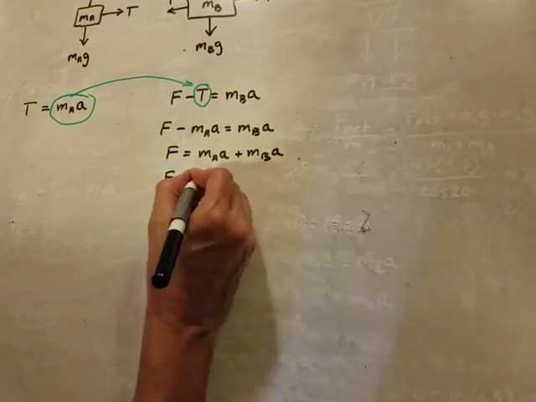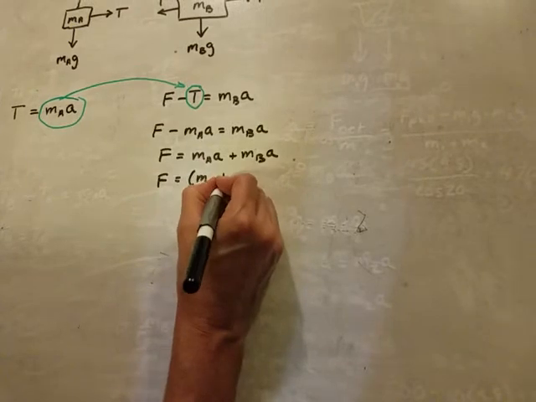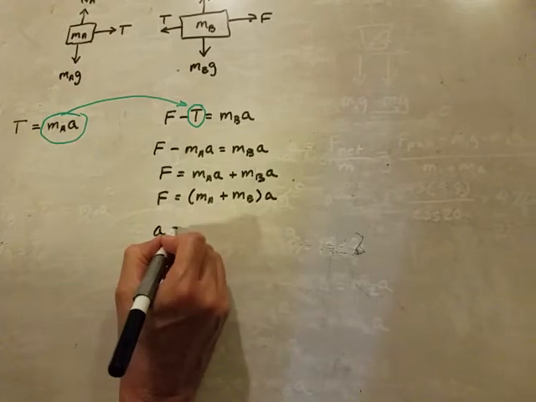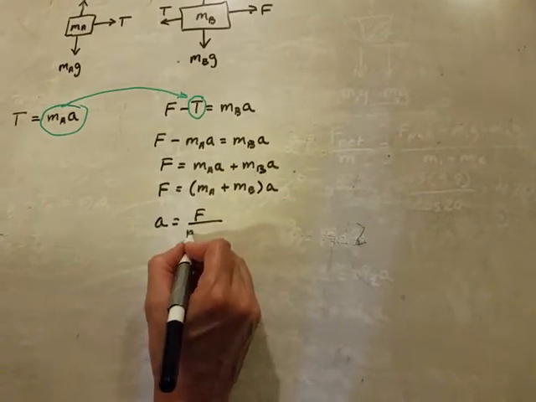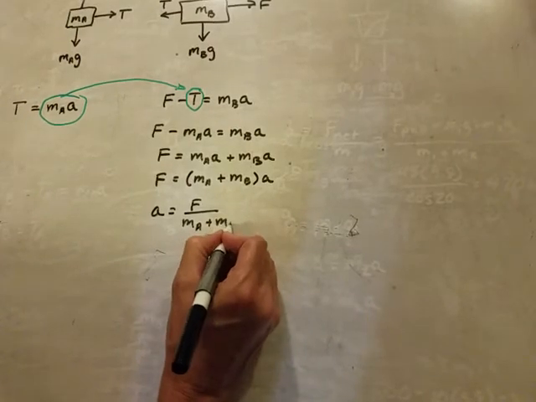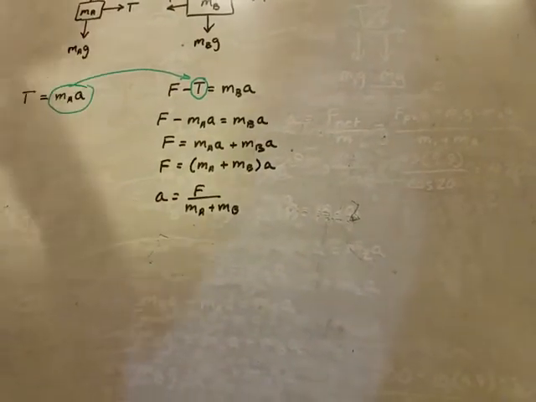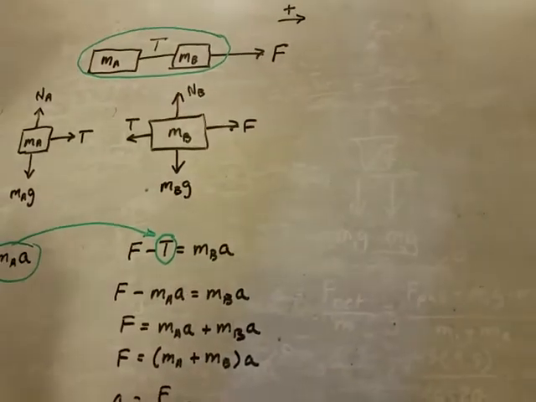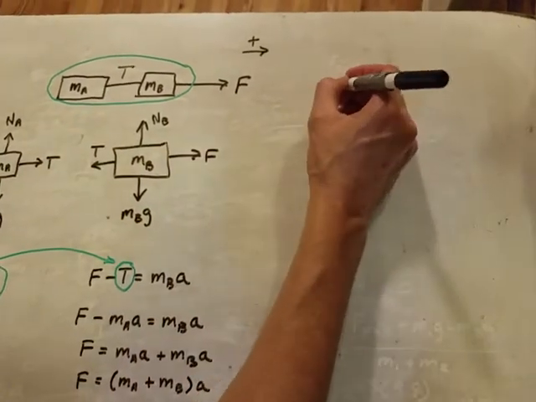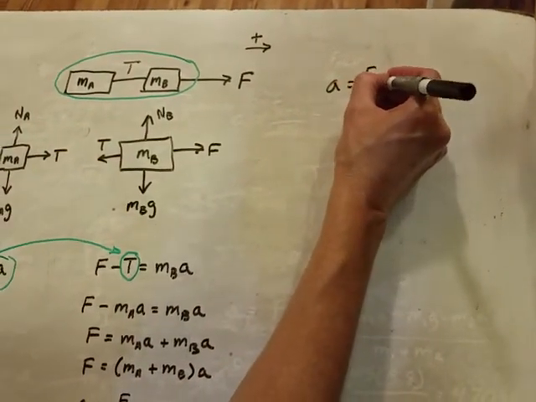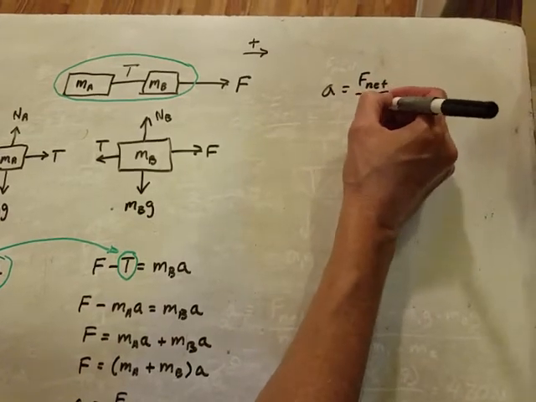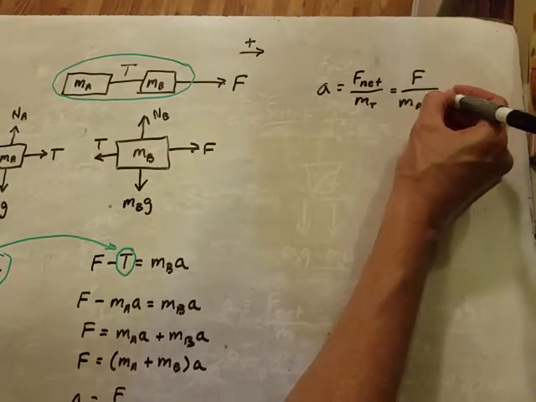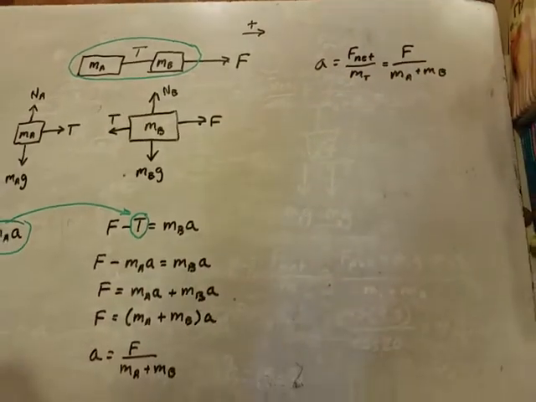Factor out an A. And A is equal to force over MA plus MB. Again, if we were going to figure this out using the short way, we'd have this whole system right here. The net force acting on that system is just that force, which is just what we got.